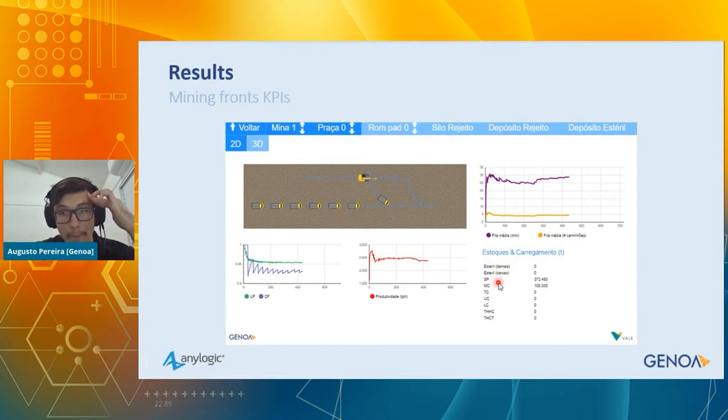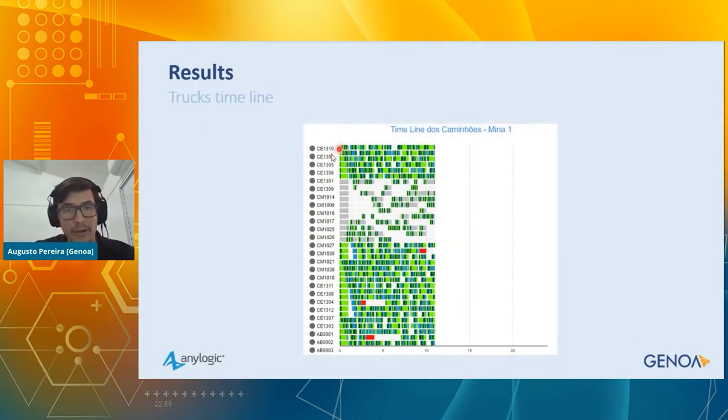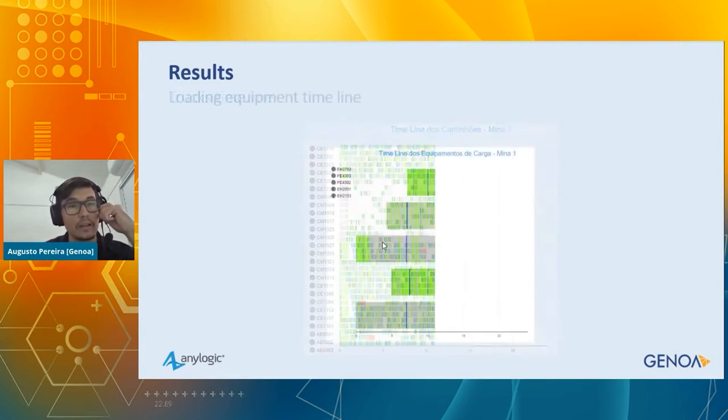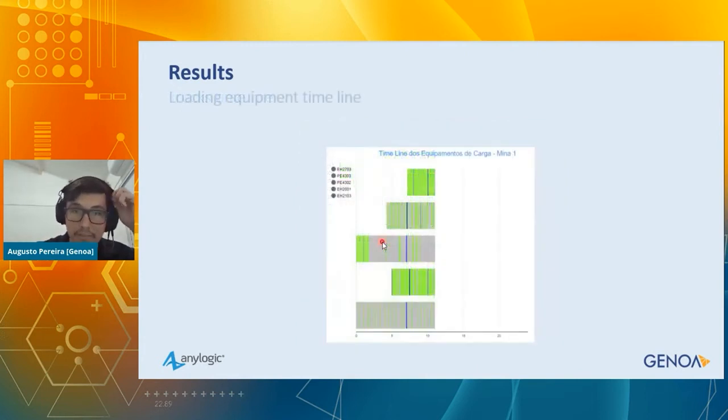Here we have the timeline of the trucks. Each one of these is one truck. They can be idle, traveling, loading, or unloading. They can be in failure too. This is in red here. Here we simply have the loading equipment timeline. It's very similar to the trucks. It can be loading, idle, or in failure too.